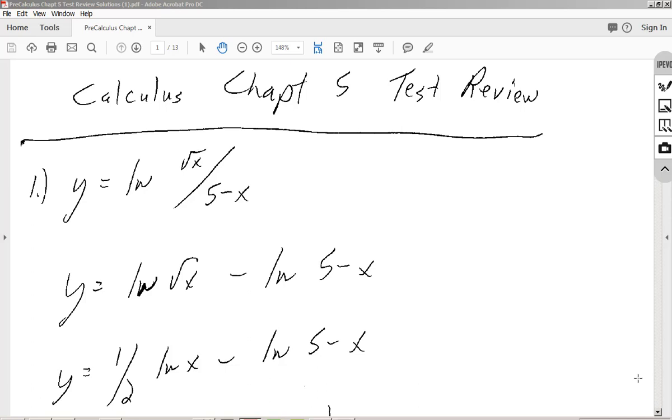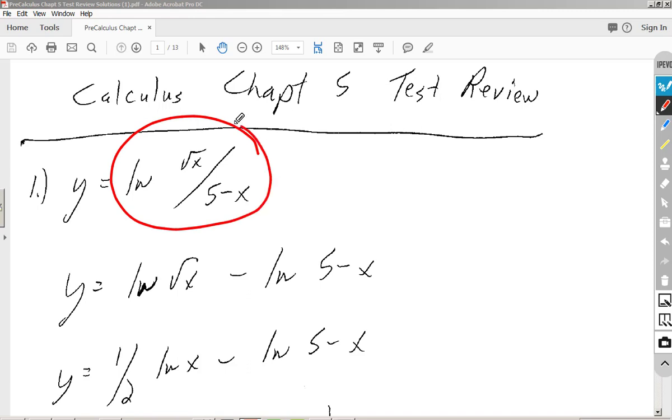Okay, on our Chapter 5 test review, number 1 says find dy/dx if y equals the ln of the square root of x, all divided by 5 minus x. So you're going to notice we're first going to use our laws of algebra to simplify, or uncondense, our ln equation. So we're going to just rewrite it.